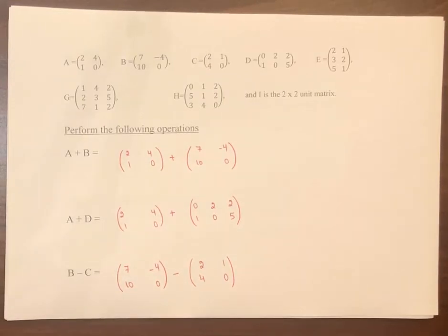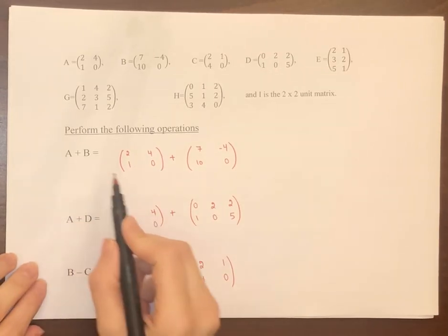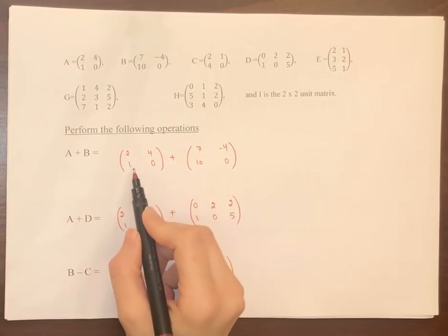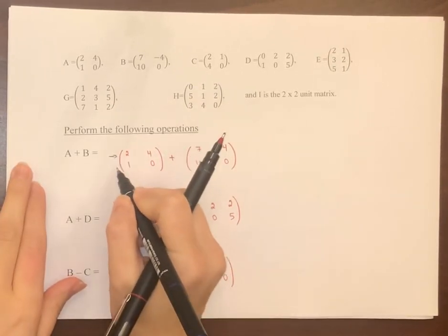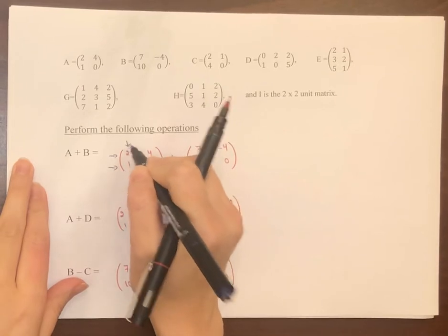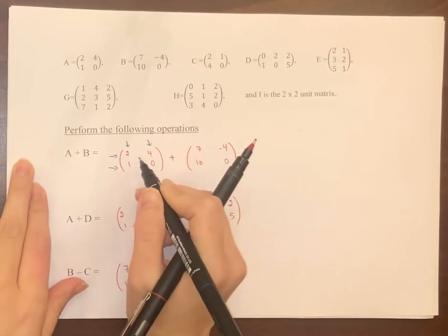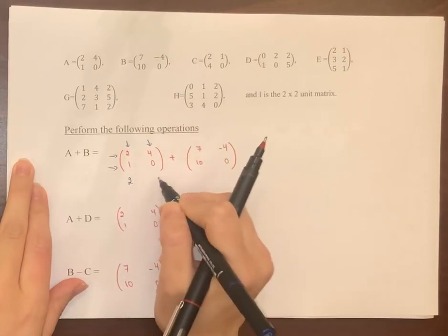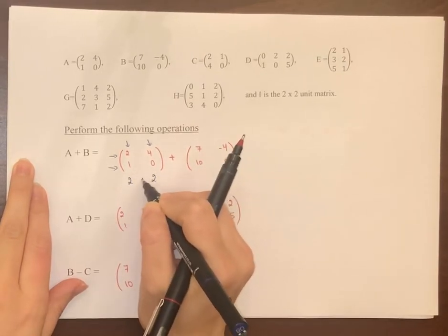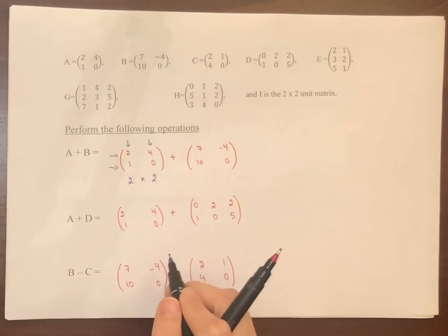In this video, we're going to focus on how to add and subtract matrices. Let's start with A plus B. If you notice over here, each matrix has rows. So these are the rows and columns. So over here, this matrix has 2 rows and 2 columns. Therefore, we call it a 2 by 2 matrix.